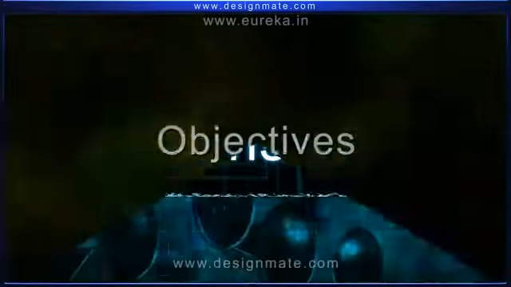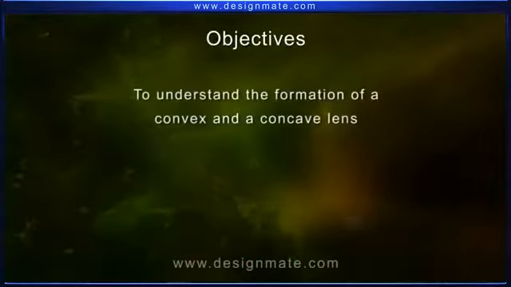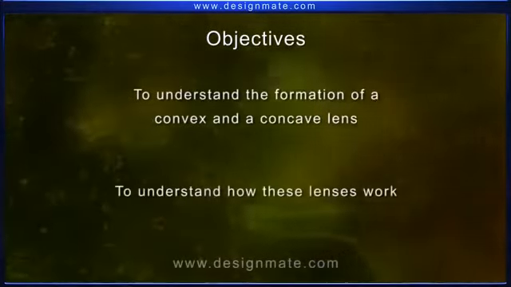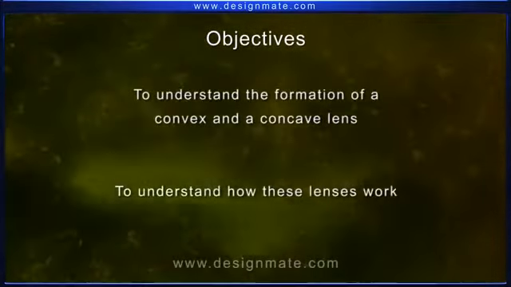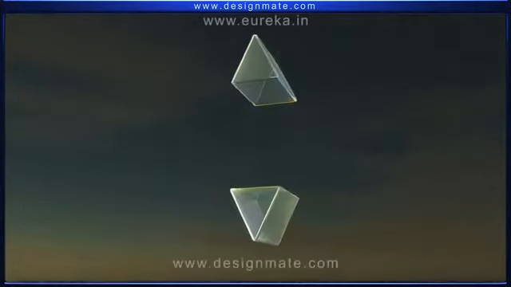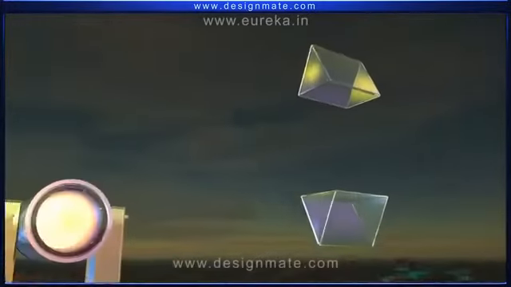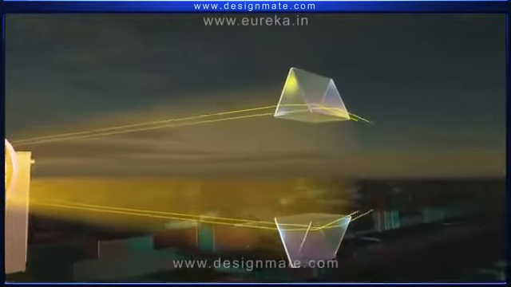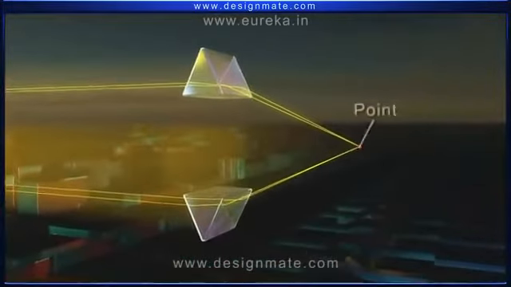Lenses. Objectives: to understand the formation of a convex and a concave lens, and to understand how these lenses work. Convex lens. Arrange two prisms so that their rectangular rough surfaces are facing each other. The parallel rays incident on the prisms emerge on the other side after refraction and intersect at a point.